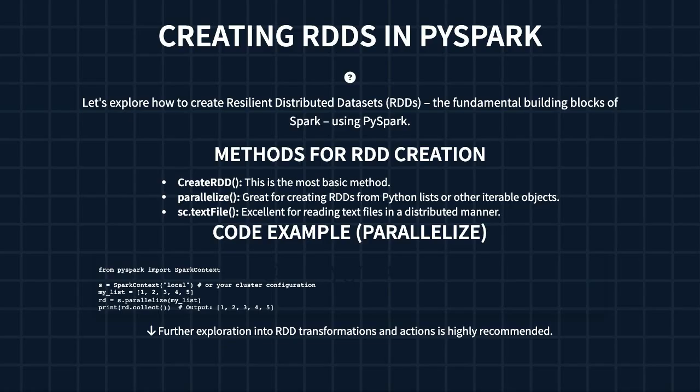I've shown a quick example using parallelize. Just create a Spark context and then use the method to convert your list into an RDD. It's that simple. Remember, understanding how to create these basic RDDs is crucial for mastering Spark.